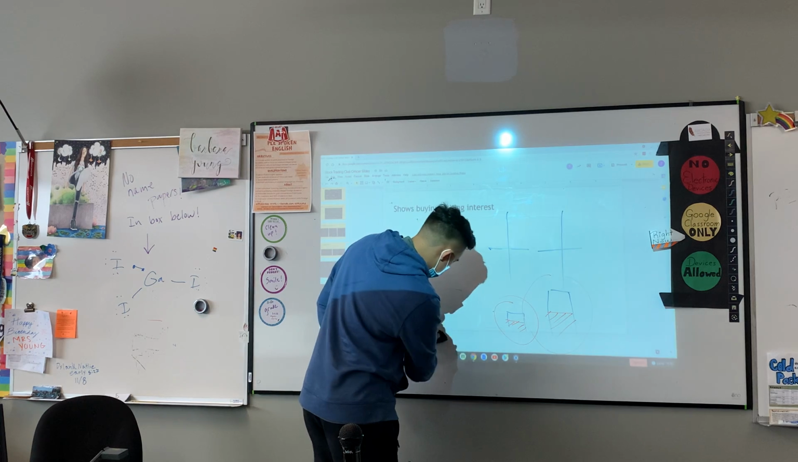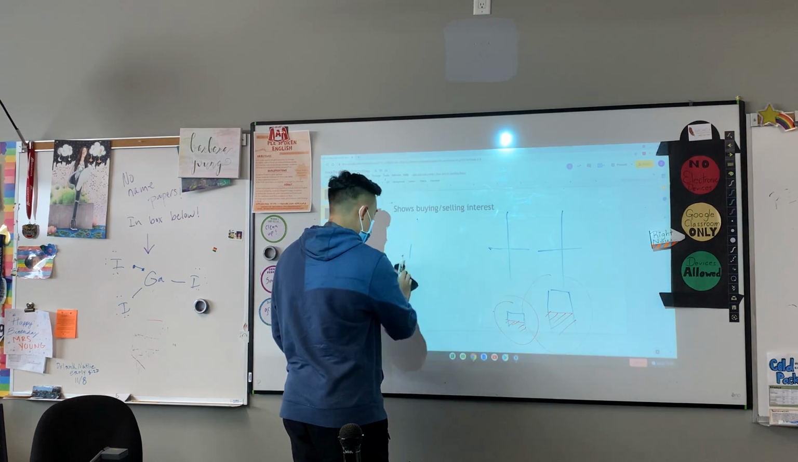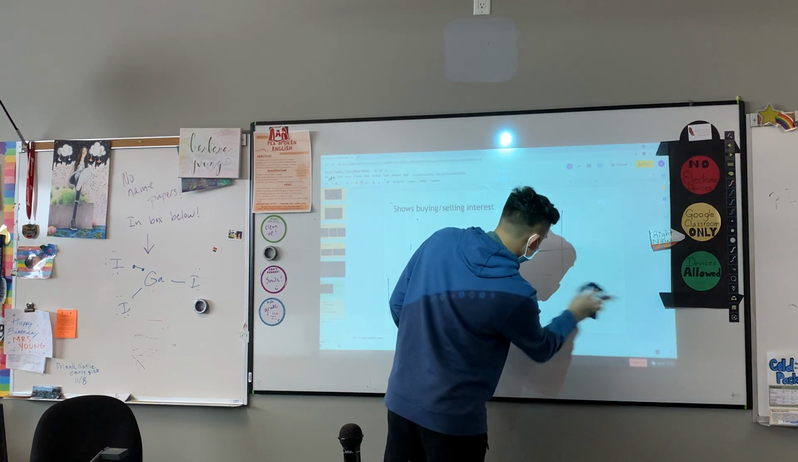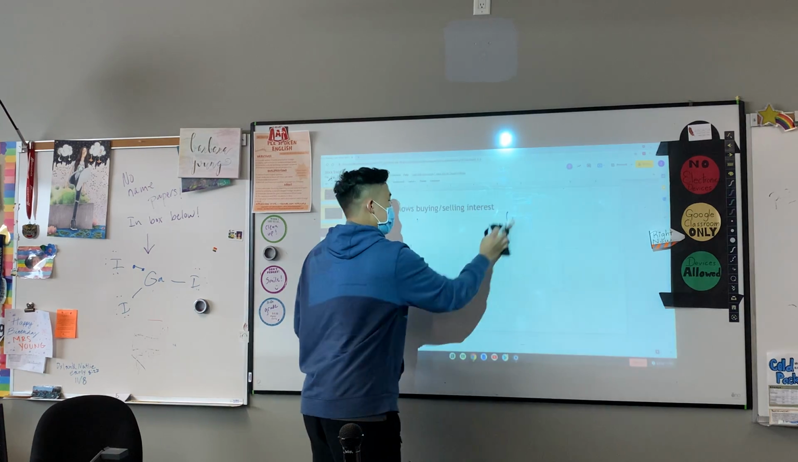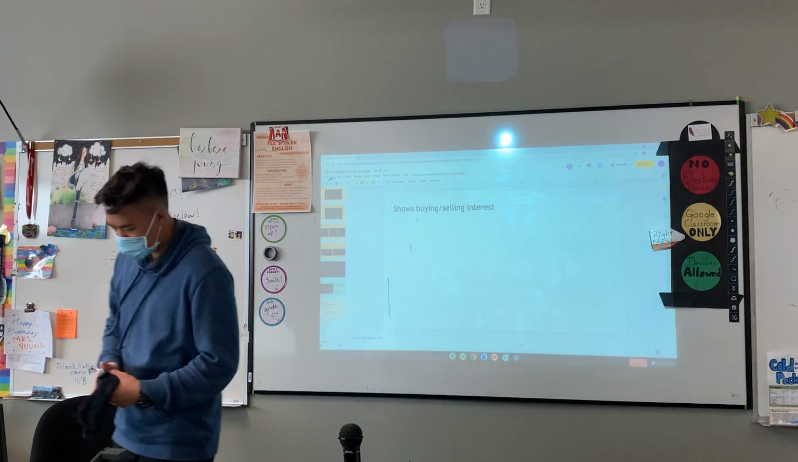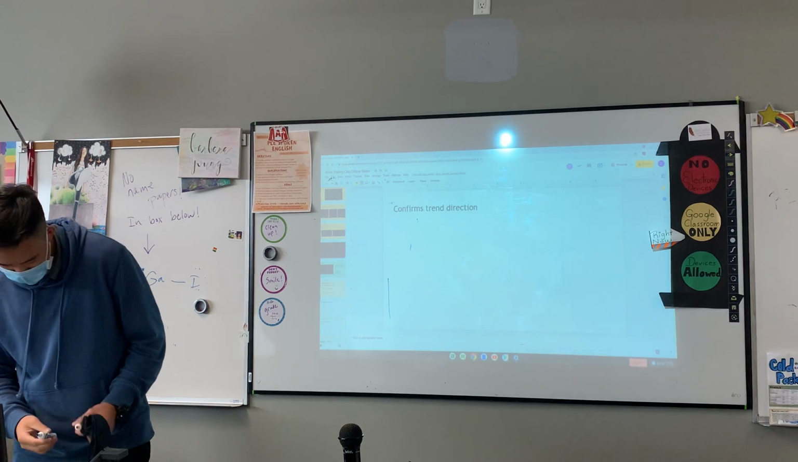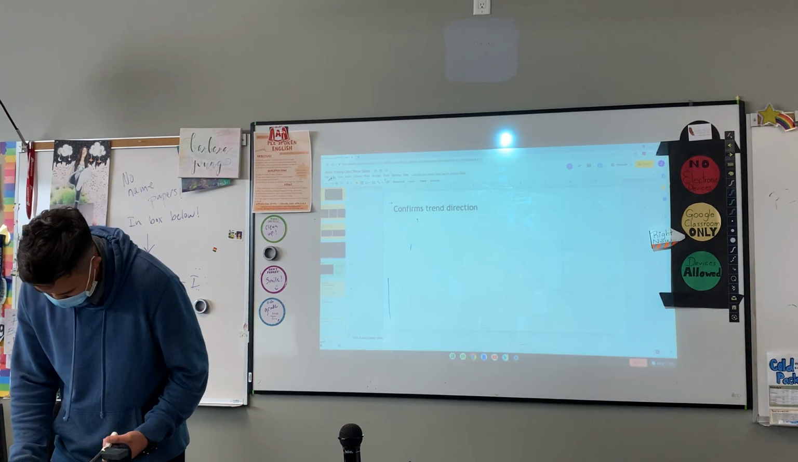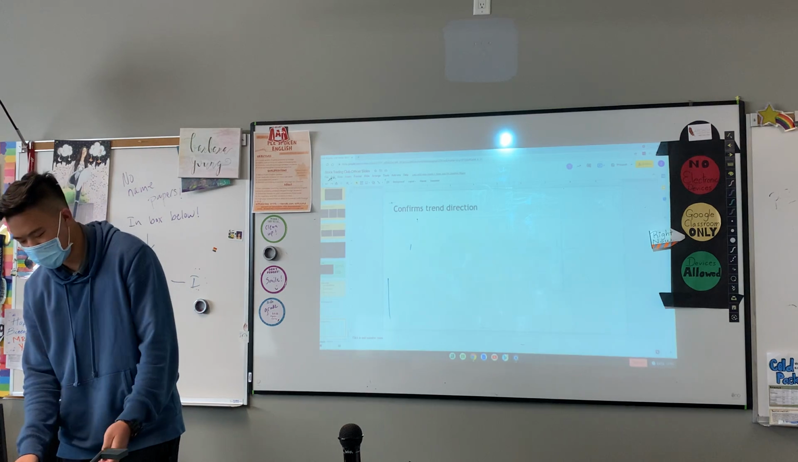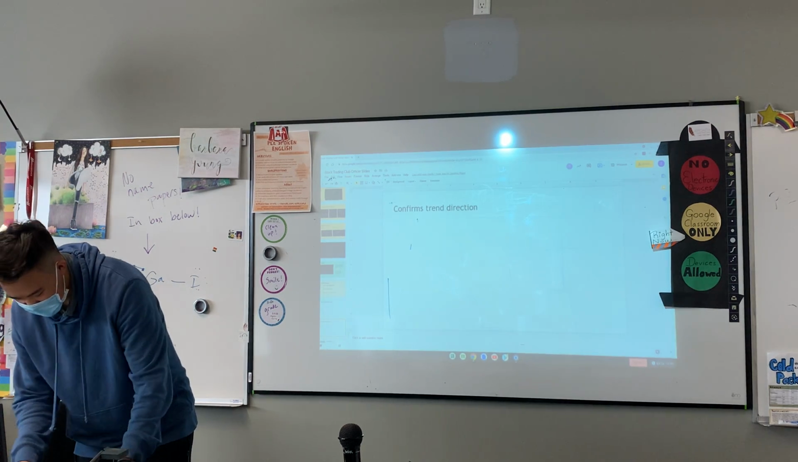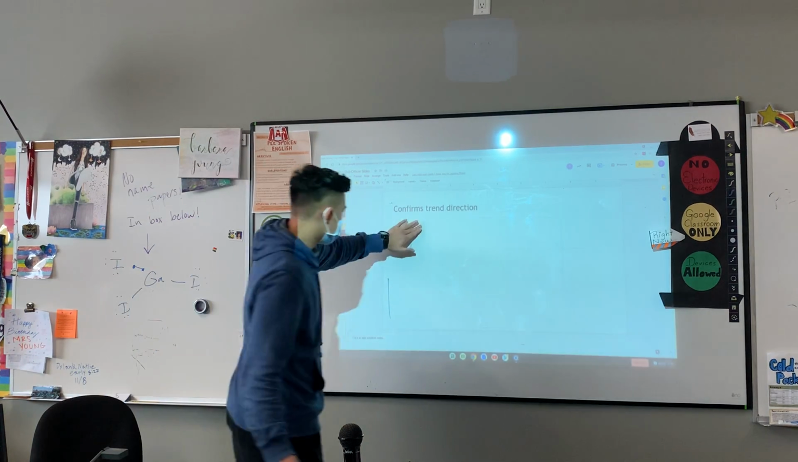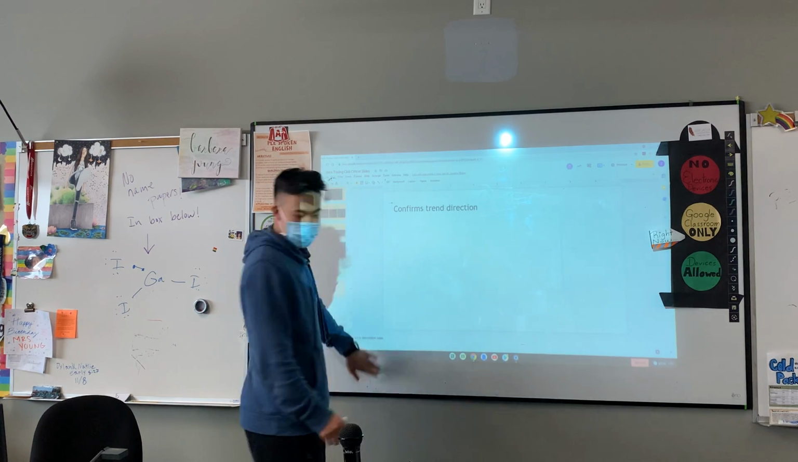So that's how the volume indicator shows buying and selling interest. So next, the second thing that volume shows is trend direction. I'm going to take a little bit of time to draw a setup as well as a volume indicator.